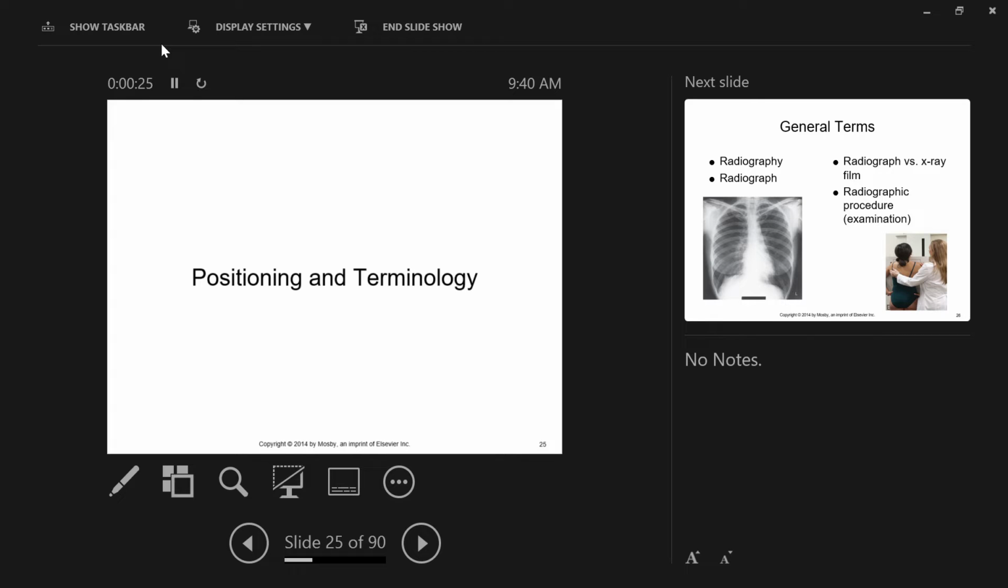All right. So I want to do a review of some basic terminology. As many of you know, X-rays are ordered by a healthcare provider, right? Who's a healthcare provider? What do we mean when we say healthcare provider? Doctors are healthcare providers. Anyone else? Nurse practitioners, PAs, physician assistants, right? Anyone else?